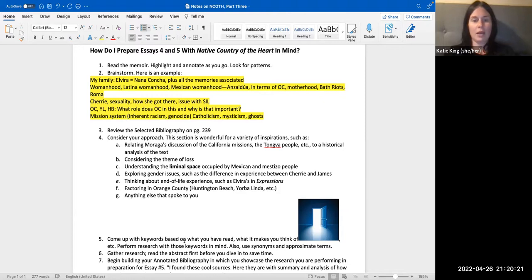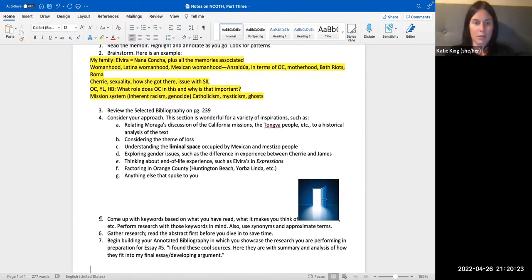And then again, come up with keywords. I'm at number 5 now. Come up with keywords based on what you've read, what it makes you think of, right? Again, this brainstorm in highlighted yellow here might be helpful to consider some keywords, but don't stop there. That's what a lot of people do. They think up one word for research and they put that keyword into EBSCOhost and they're like, oh, didn't find anything. You got to tinker with it, right?